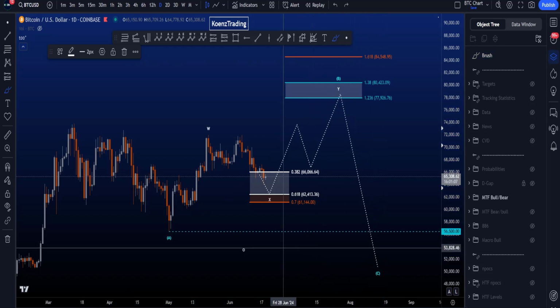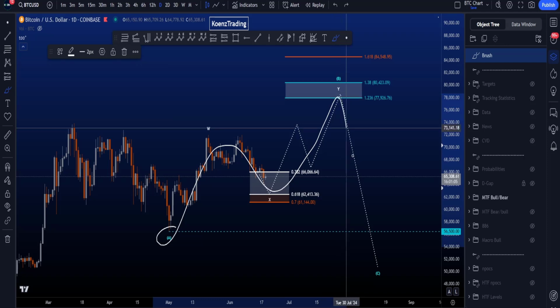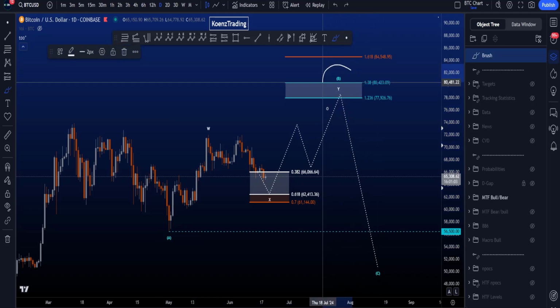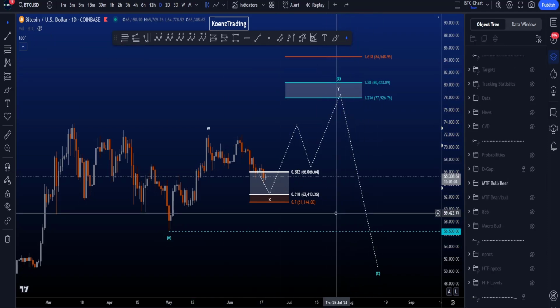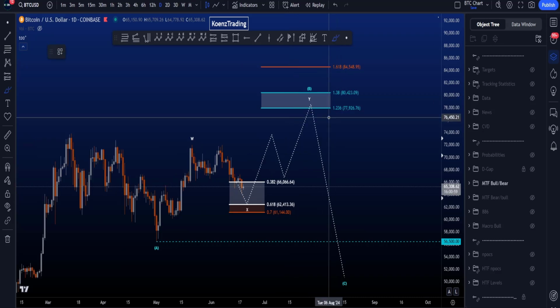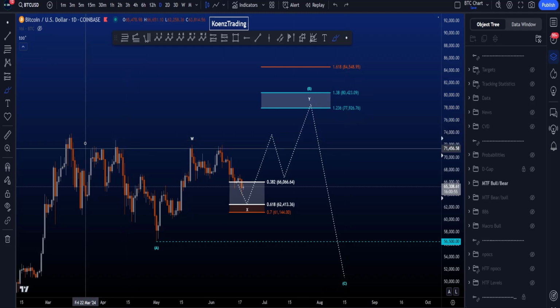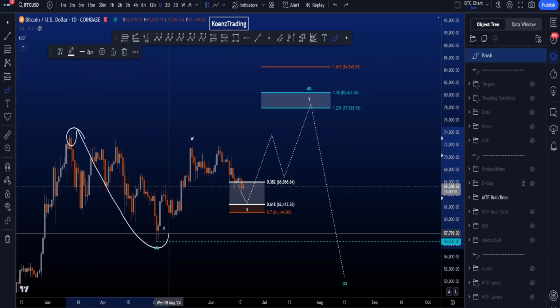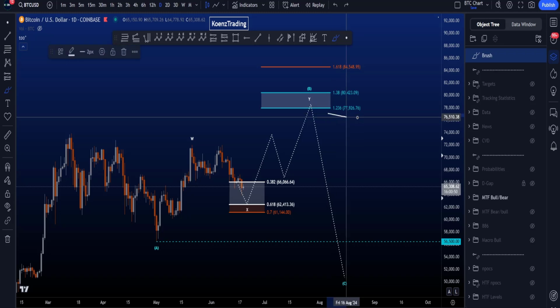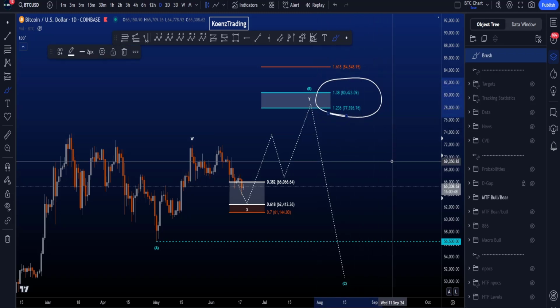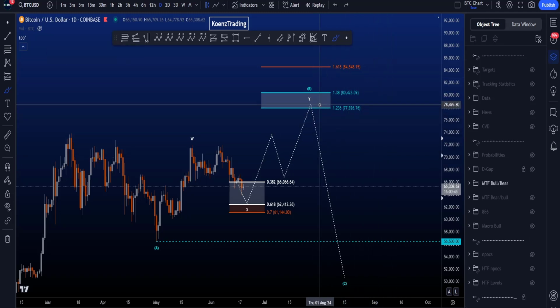Here we have a 3-wave structure: a wave A, wave B and a wave C, currently working on this wave B. The common target area for your wave B is between the 1.236 and the 1.38 Fibonacci, taken from the start to the end of wave A, giving you a target between 77.9k and 80.4k.